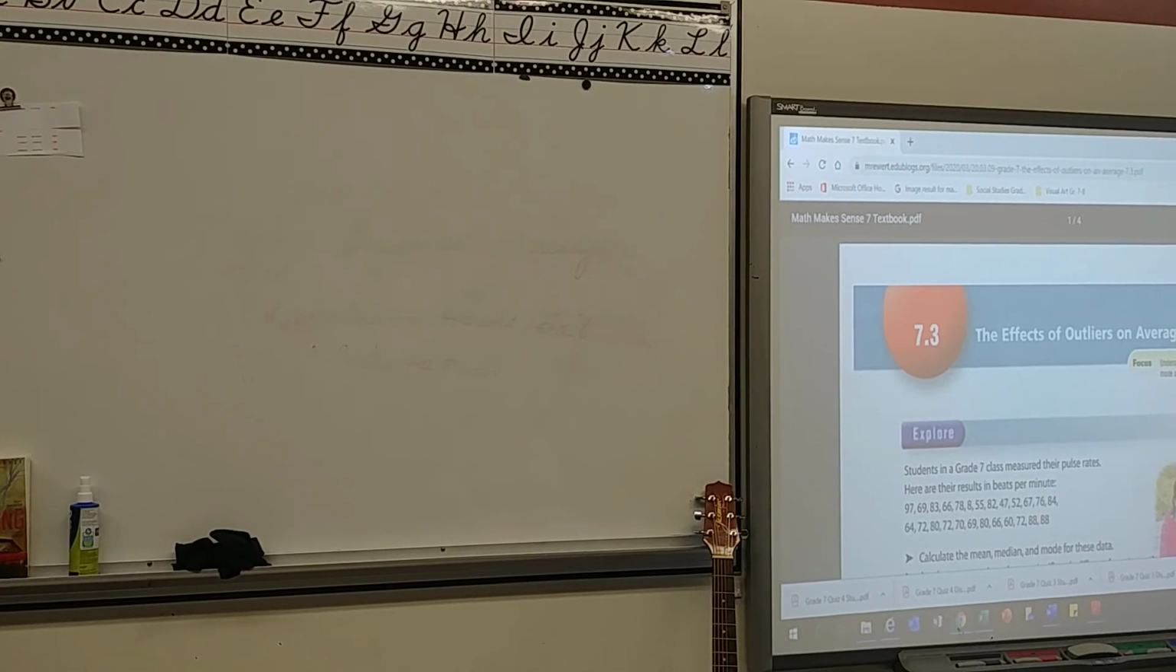All right, welcome to a grade 7 lesson on 7.3, the effects of outliers on an average. Something I've told students many times is that when you get to high school, you get these averages in percentages. I remember when I used to teach high school, I would have kids that wouldn't hand in assignments. And what would really hit them is they would end up with a 0 within their average.